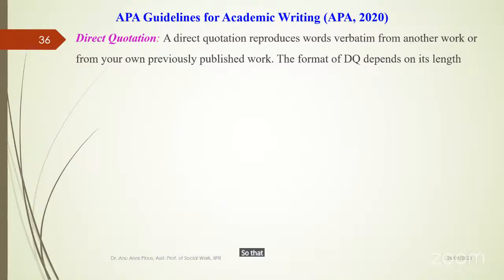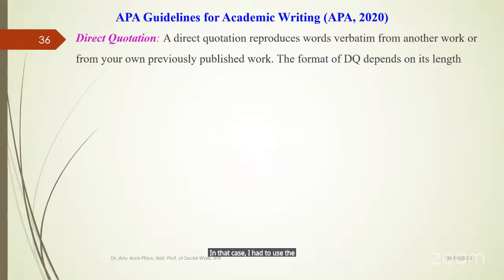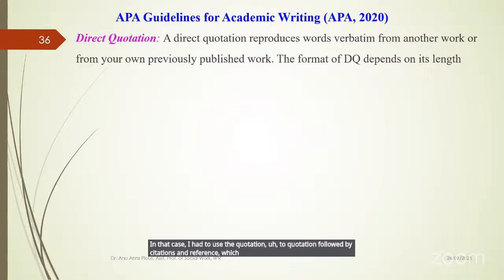That means I am referring to another person or a previously published document, and I am taking that exact sentence. For example, if I have to take a definition, I cannot change the sentence and I cannot paraphrase it. I have to take the exact words of that particular definition from another source. In that case, I have to use the quotation, followed by citation and reference, which will help you avoid plagiarism.